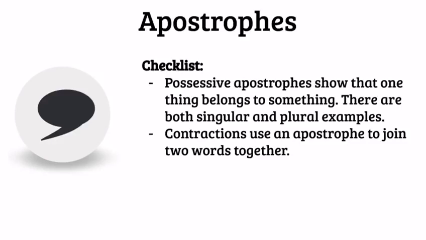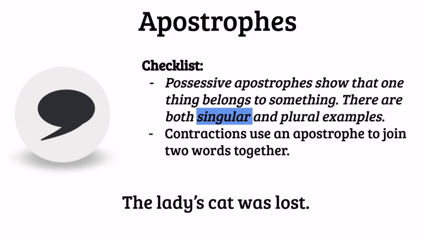In this short lesson, we're going to look at apostrophes. Apostrophes are a type of punctuation that you can use in your writing. Our checklist today says that possessive apostrophes show that one thing belongs to something. There are both singular and plural examples that we will look at today. Contractions use an apostrophe to join two words together. And these are the types of apostrophes we will look at today.